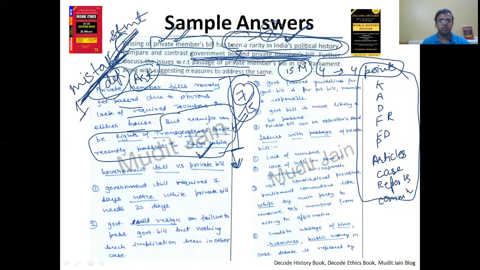I have written the second part in 5 points. I've used technical knowledge like 7-day notice, 30-day notice. I mentioned guidelines, etc. I have dealt with the third part here. I have made a separate heading, that is, issues with passage of bill. I have used keywords like whips and I have underlined them.